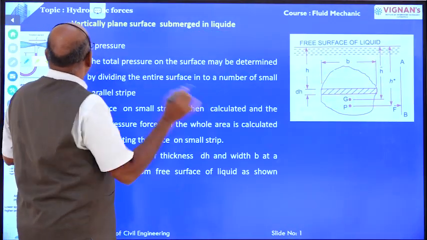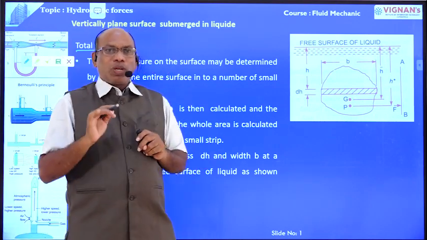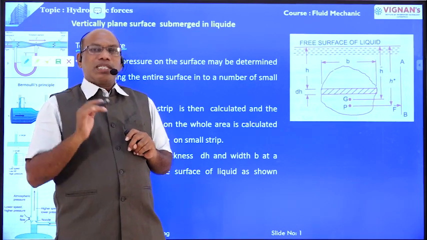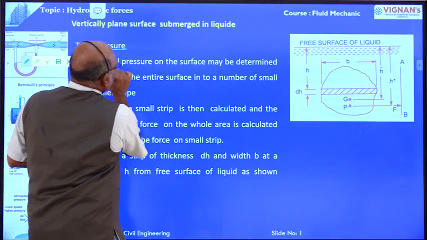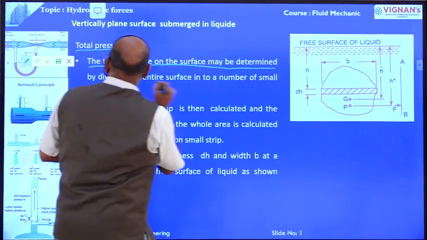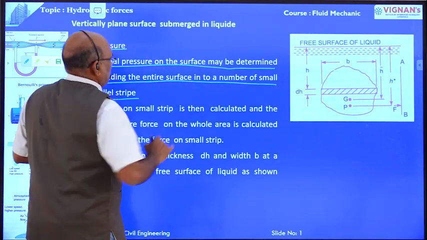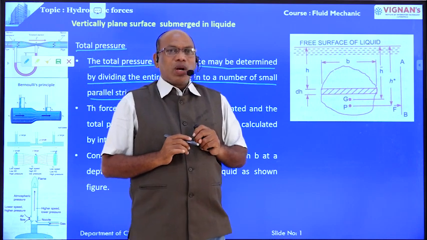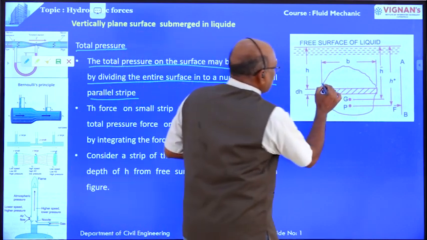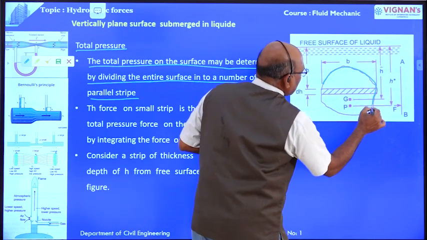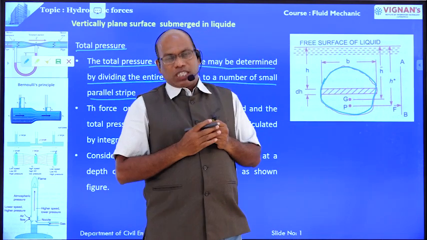Now we are going to determine the total pressure. First we are going to determine total pressure, next we are going to determine the center of pressure. The total pressure on the surface may be determined by dividing the entire plane surface into a number of small strips.